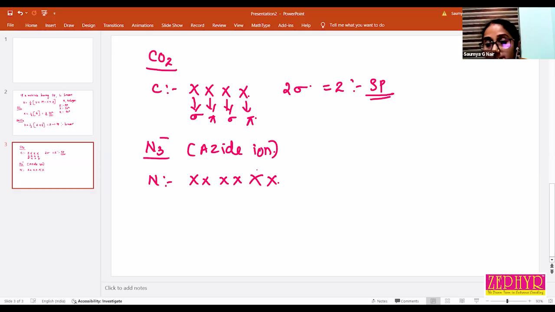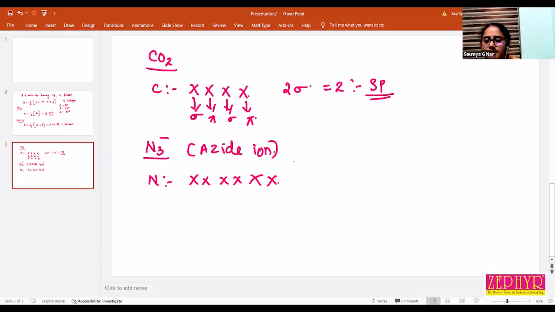Nitrogen can form a triple bond. Here there are 3 nitrogen atoms, and 1 nitrogen is the central atom. The 2 nitrogen atoms are bonded with the central nitrogen atom. Each nitrogen atom forms a triple bond.